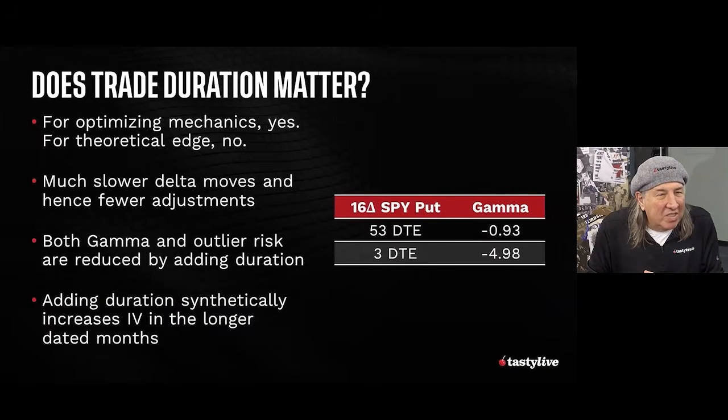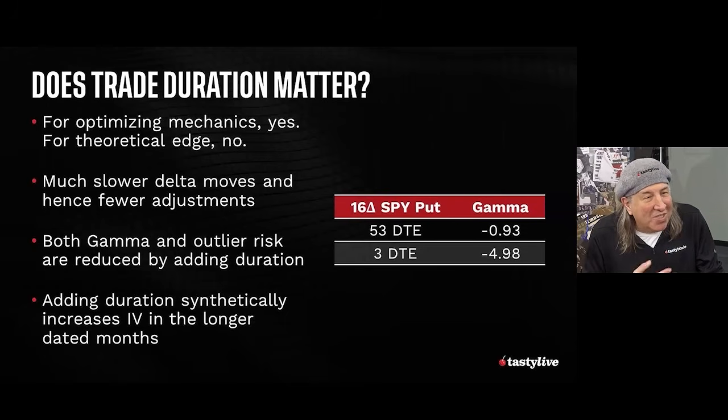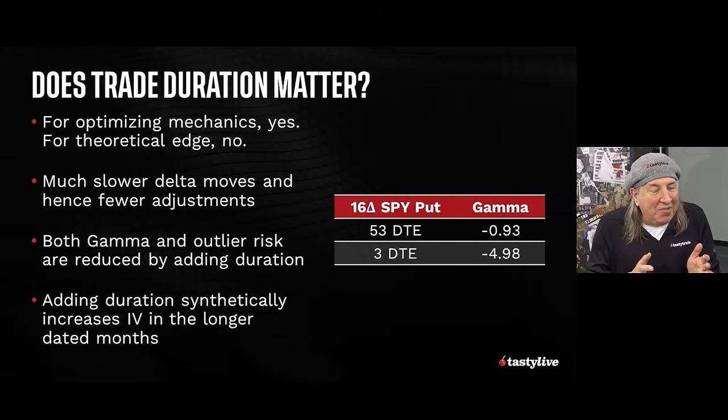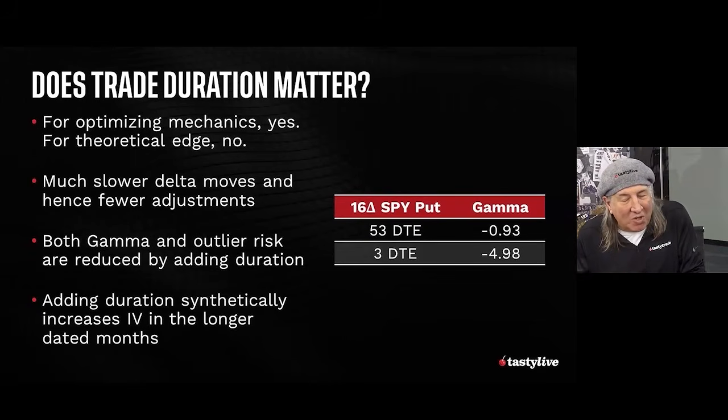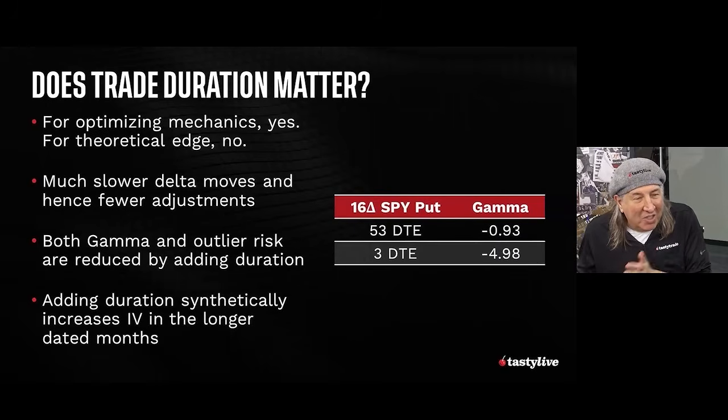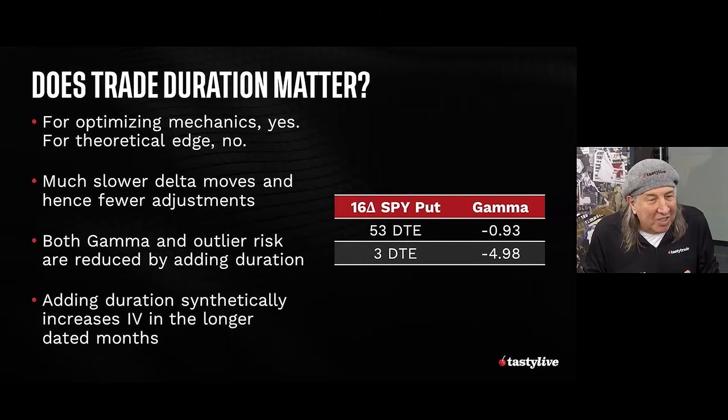So, does trade duration matter in the process? Well, for optimizing mechanics, the simple answer is yes. For theoretical edge, the answer is no. So what does that mean? If you do a trade that's 1 day out, 3 days out, 7 days out, 14 days out, 21 days out, or 45 days out, there is no difference in theoretical edge. You are going to have the same, let's call it penny around fair value, in all those cases. There is no difference in theoretical edge.